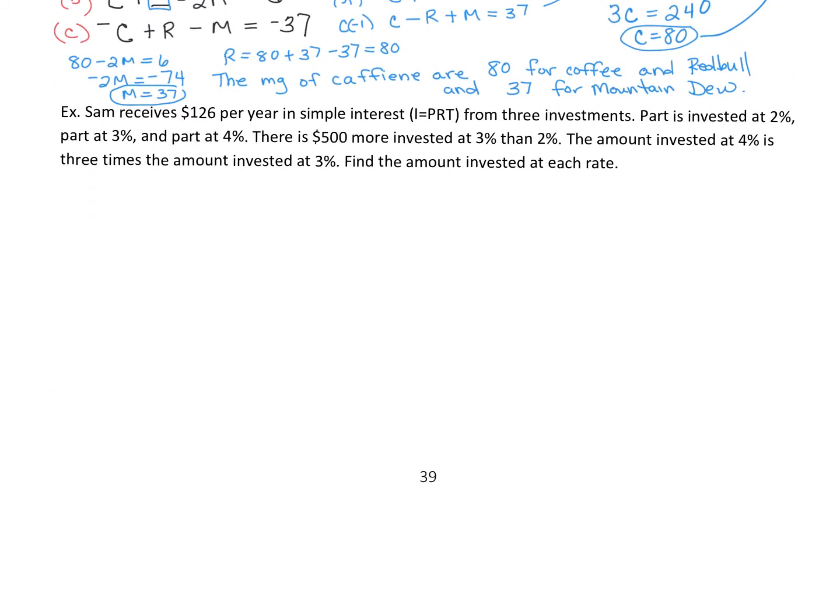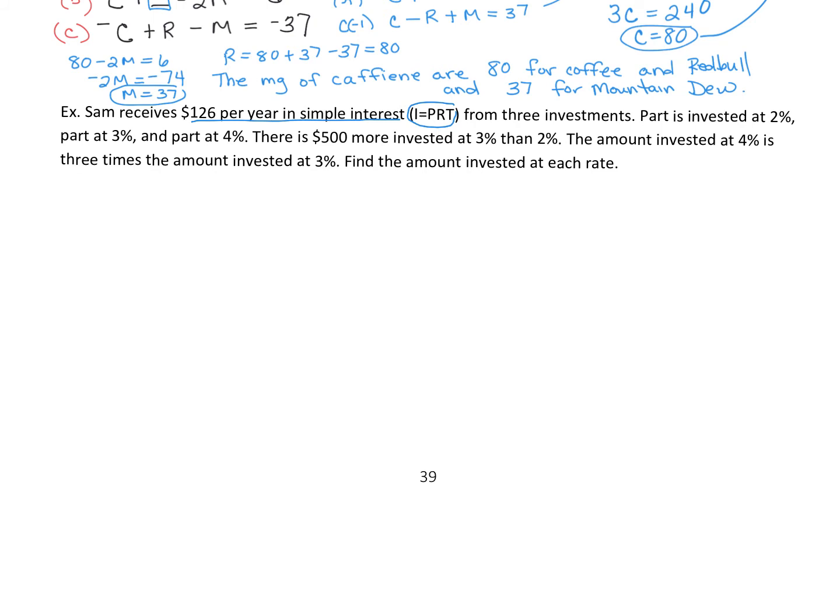All right, let's take a look at another example. In this example, we see that Sam receives $126 per year in simple interest. The formula for simple interest is here. Part is invested at 2%, part is invested at 3%, and part is invested at 4%. There's $500 more invested at the 3% than the 2%, and the amount invested at the 4% is 3 times the amount invested in the 3%. Find the amount invested at each rate.